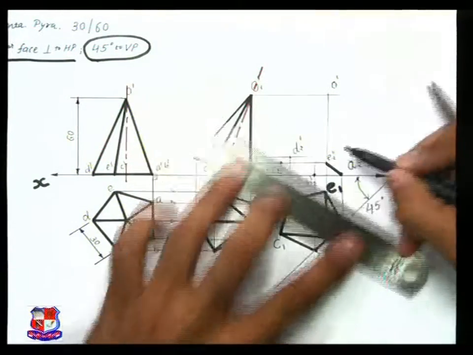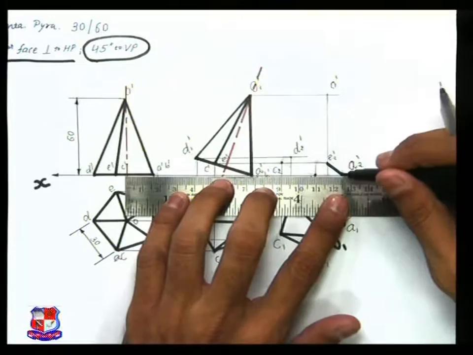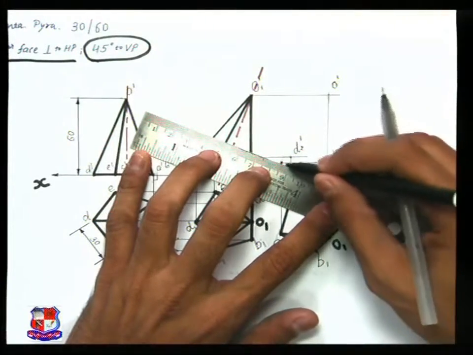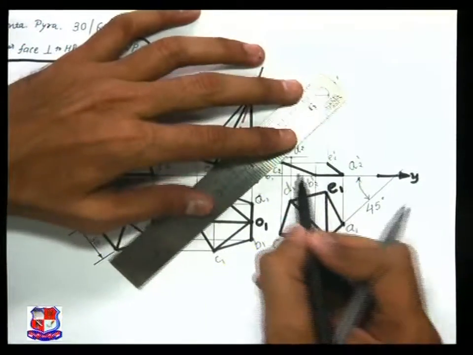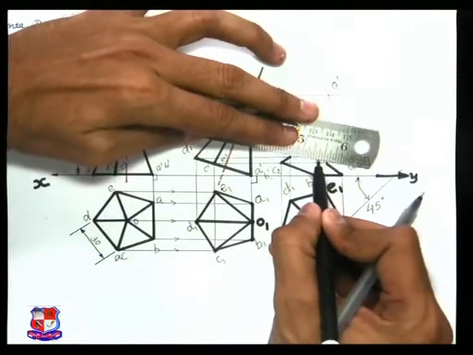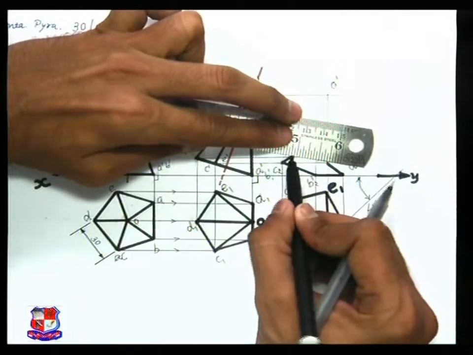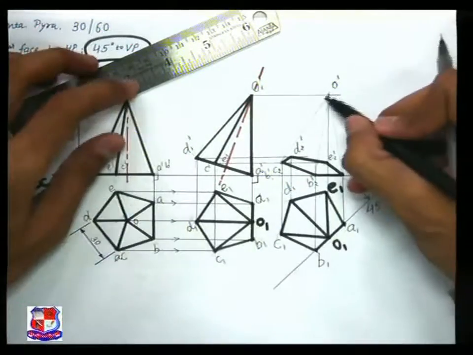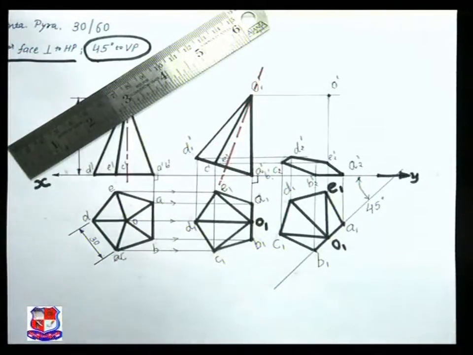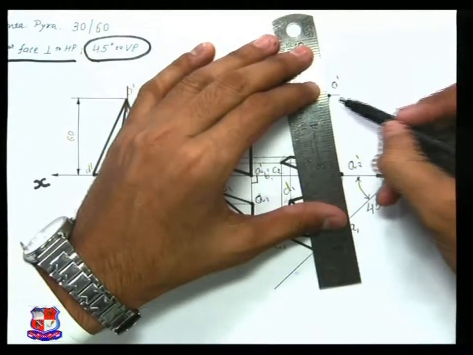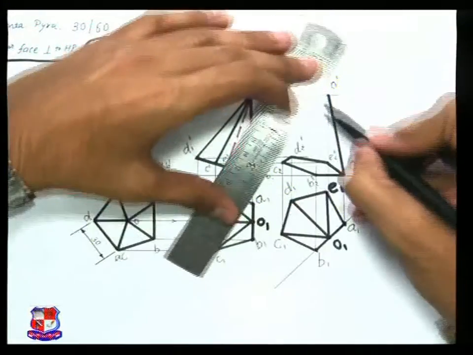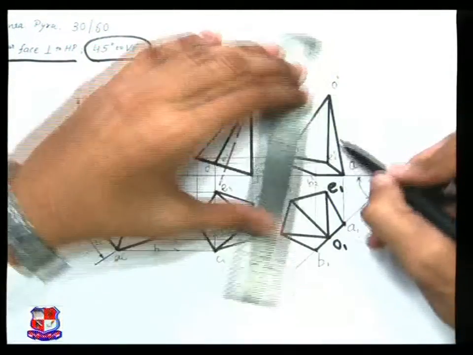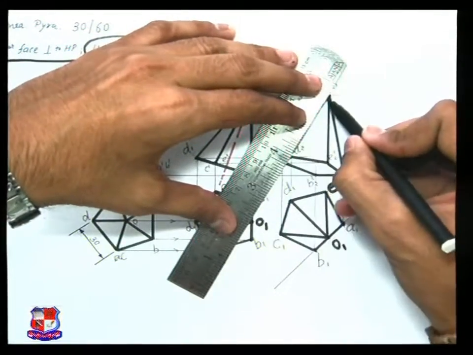A2 dash to B2 dash, B2 dash to C2 dash, C2 dash to D2 dash, then D2 dash to E2 dash with a straight line. And the apex point is somewhere here. Here is the apex point, and join that apex point with the respective corners: O2 dash to A2 dash, O2 dash to C2 dash, O2 dash to E2 dash, and O2 dash to D2 dash.